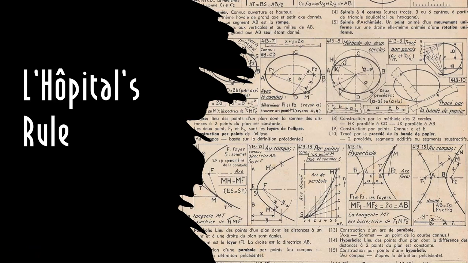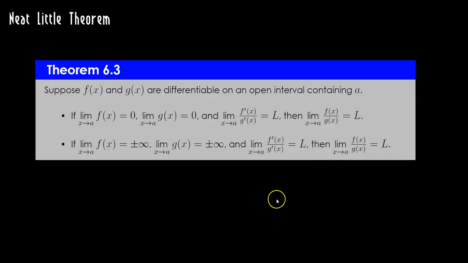In this video, I will introduce you to L'Hopital's rule, a really cool rule. First off, if the limit as x approaches a of f of x equals 0, and the limit as x approaches a of g of x equals 0, and the limit as x approaches a of f prime of x over g prime of x equals L, then the limit as x approaches a of f of x over g of x is also L.